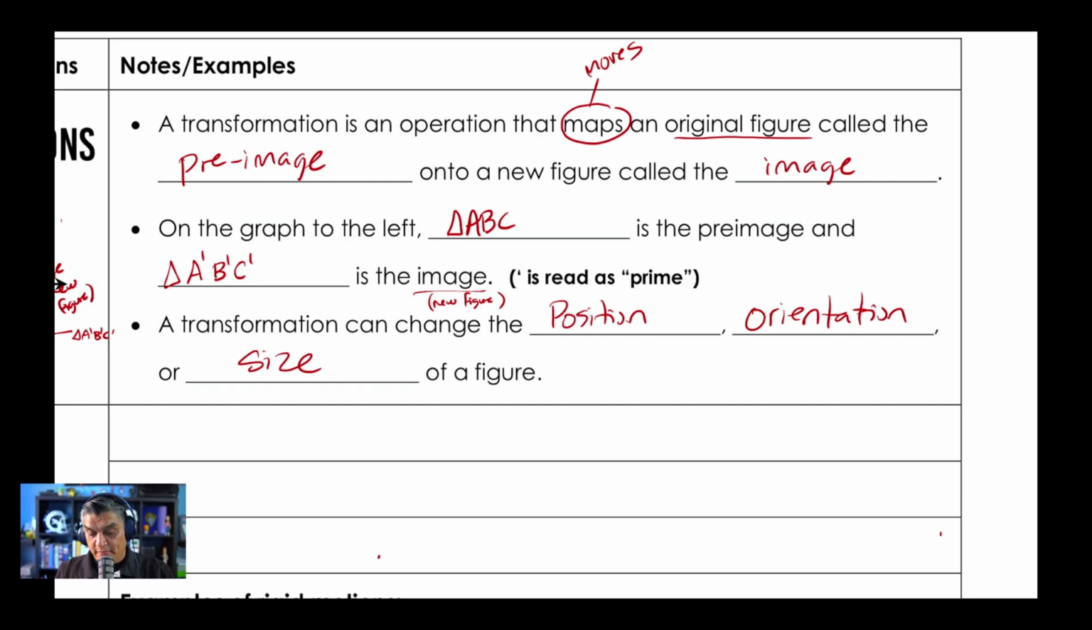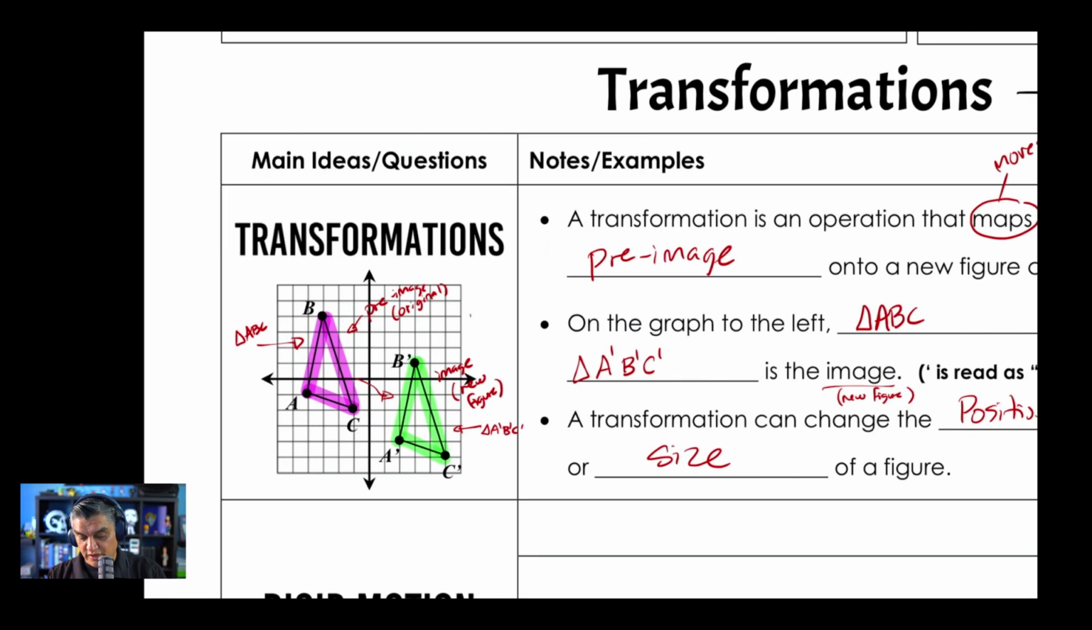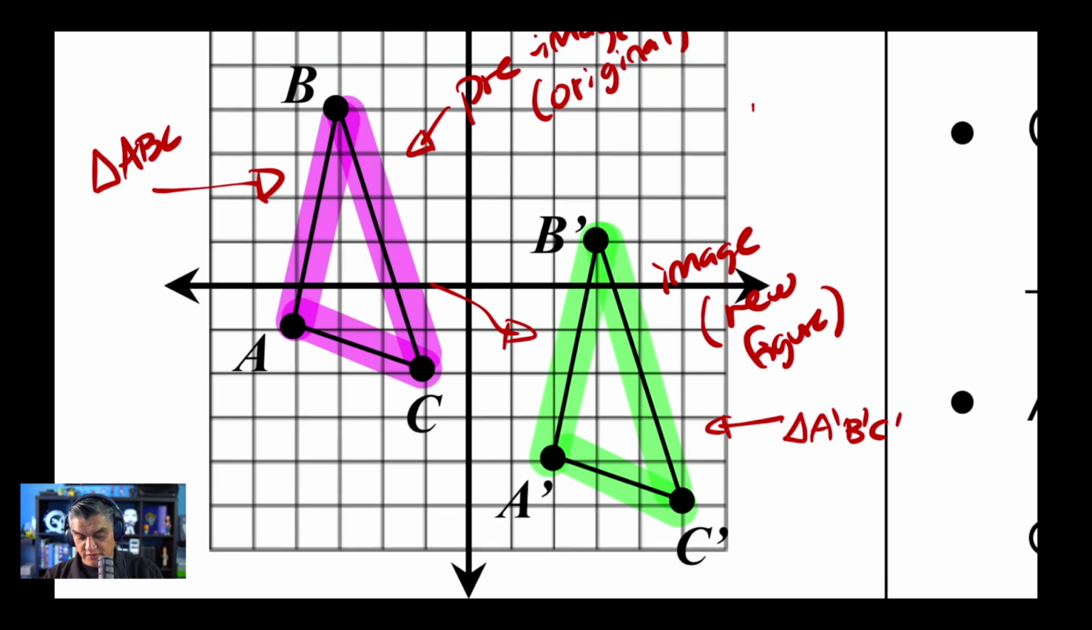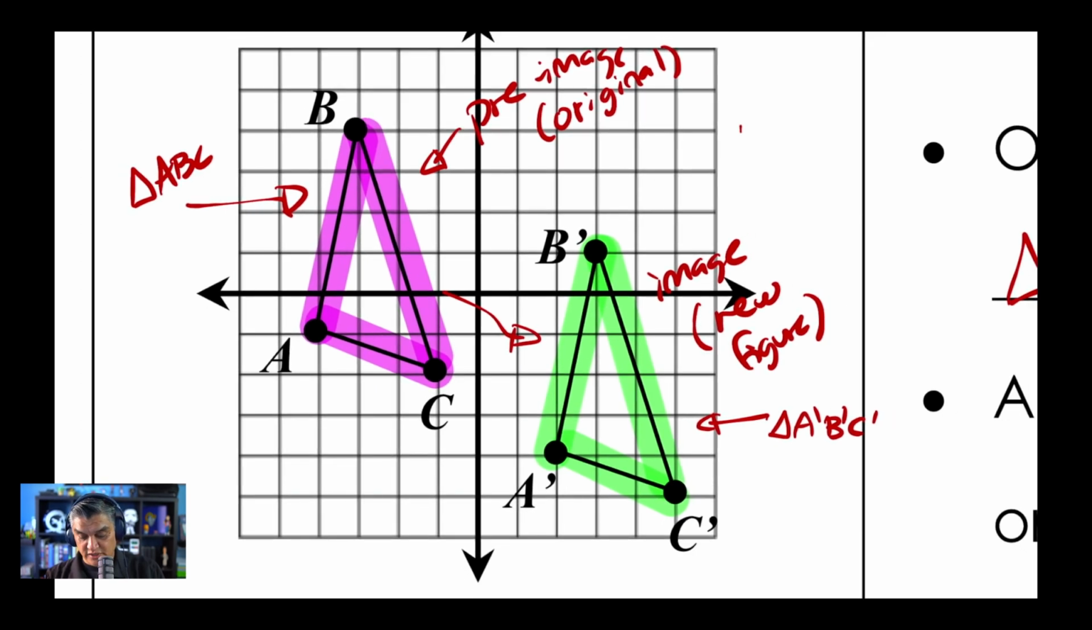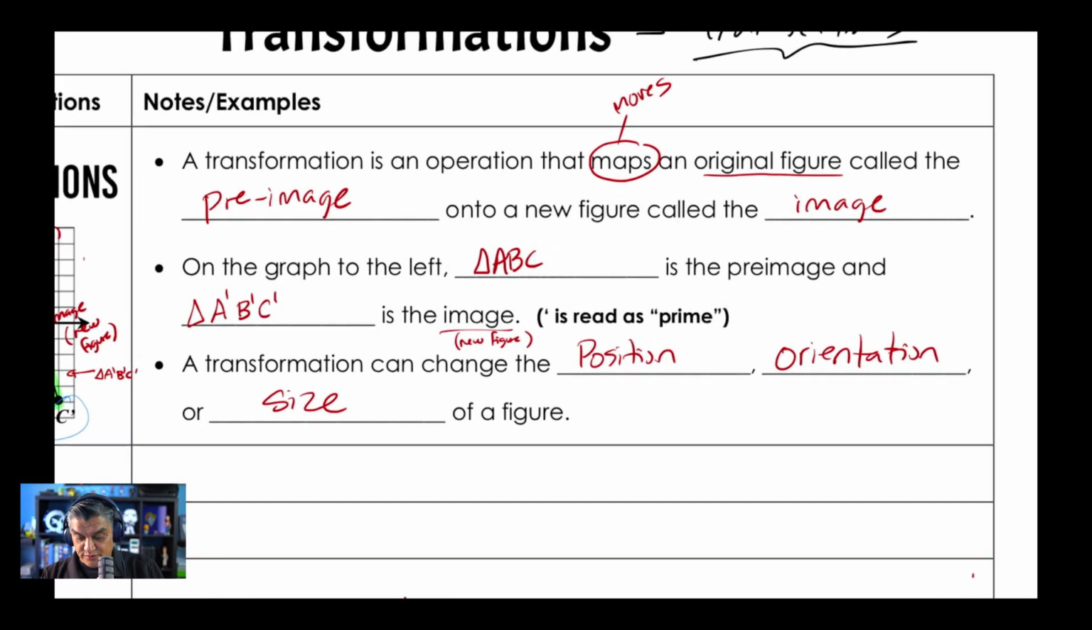So a transformation is an operation. It's a thing that maps. Maps just means moves an original figure to a new place. The original figure is called the pre-image. The new figure is called the image. The original figure just has regular old letters, A, B, C, D, E. The new image, the new figure, has primes on it. Those little apostrophes, A prime, B prime, C prime. And that's how you know when you look at a picture which one's the original and which one's the new one, because the original has basic letters and the new one has those little primes, those little apostrophes on it. Okay. Give you a second to copy this down.